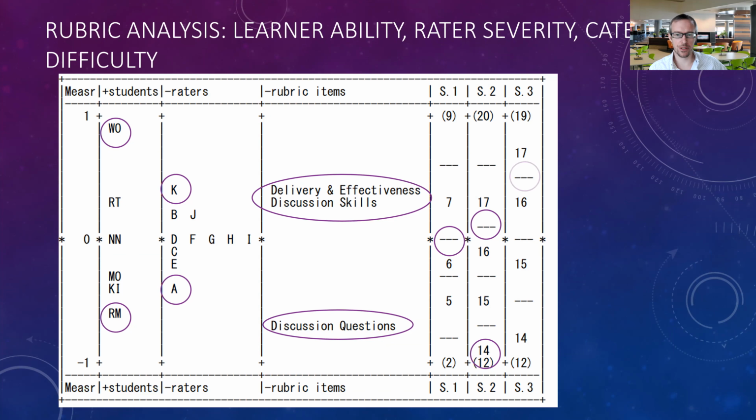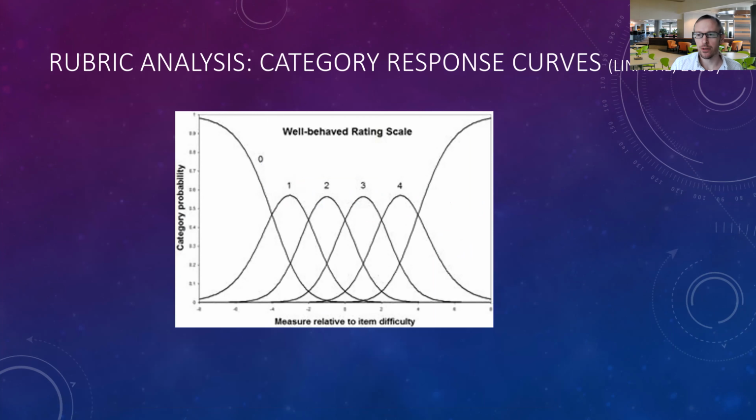Likewise, these two scores of 17, we'd actually want them to be in a line together, sort of lined up together. But they're not. So it means that category 3 is harder to get a 17 than it is on category 2. So some problems there. Next, we can look at the individual categories and see how well they are working. So this is the category response curves, which we can get from Rasch.